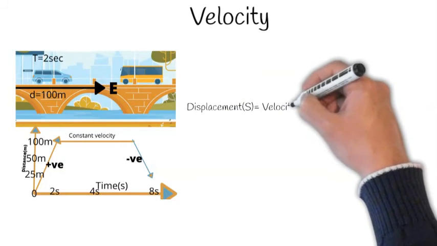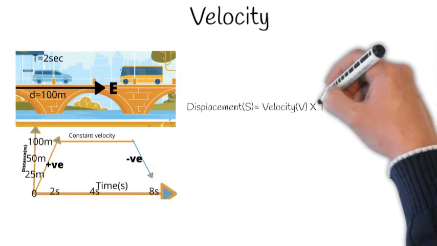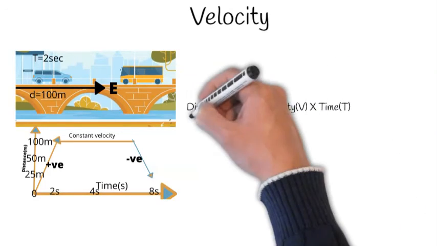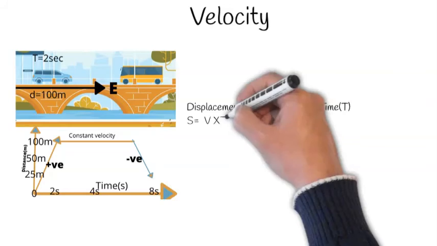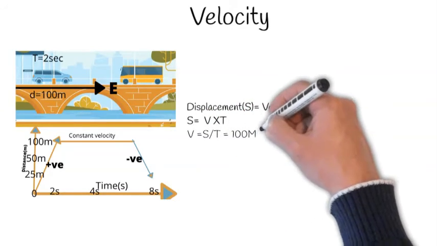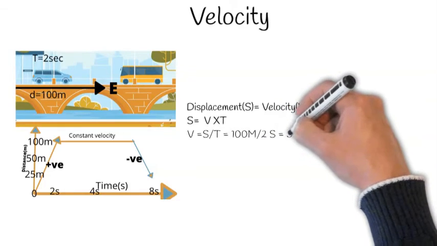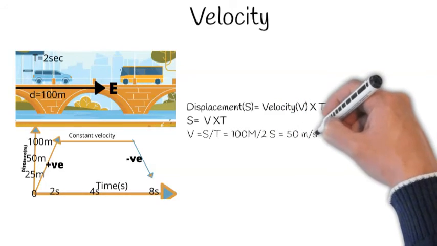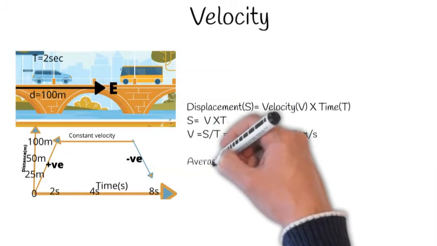displacement. We represent displacement as velocity times time. So v is equal to s by t. So the velocity here is 50 meters per second.